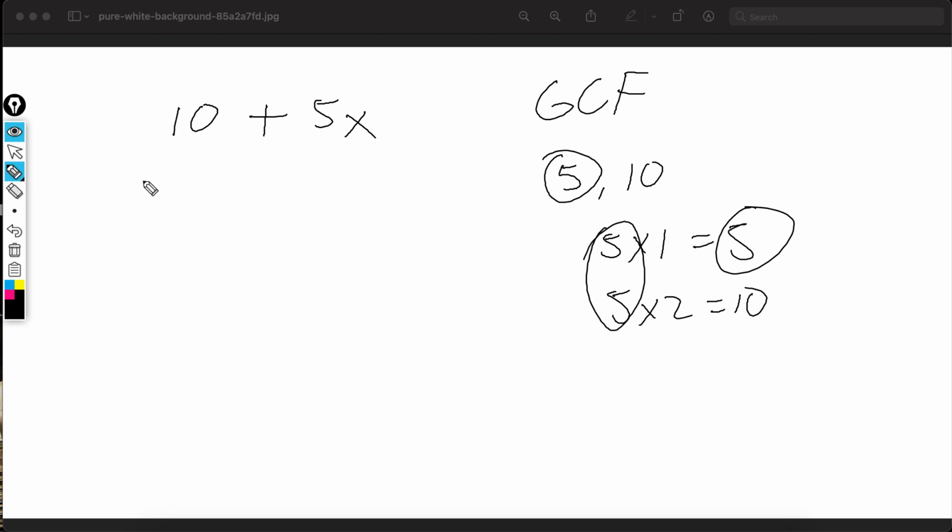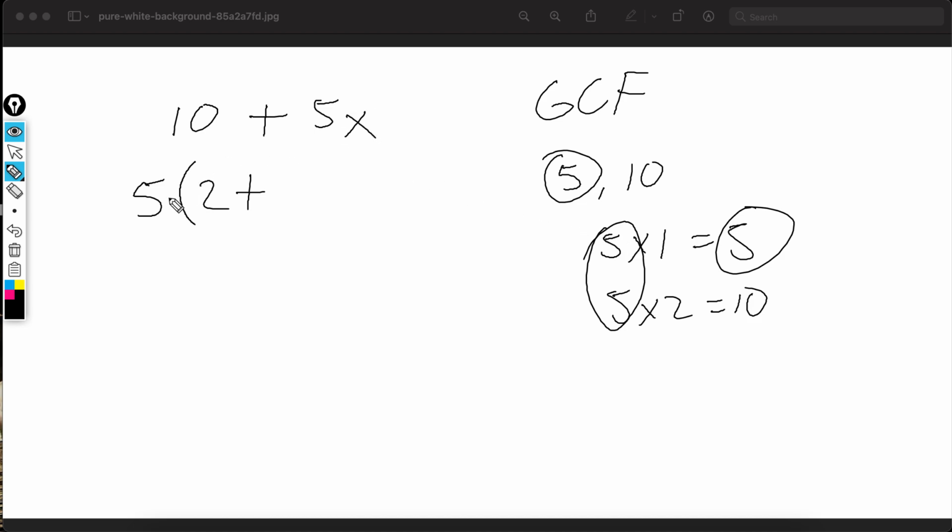It's this. So we're going to pull a 5 out. Now we're going to do the letter. 10 doesn't have a letter, but 5x does. So if one does and one doesn't, you just don't write anything. We're on the next step. Parentheses. 5 times what gives us 10? 2. Now, like I told you earlier, you see a plus, you write a plus. If you see a minus, you write a minus. 5 times what gives us 5? 1. But in math, we don't write a 1. We just let it be. And now what's left over?